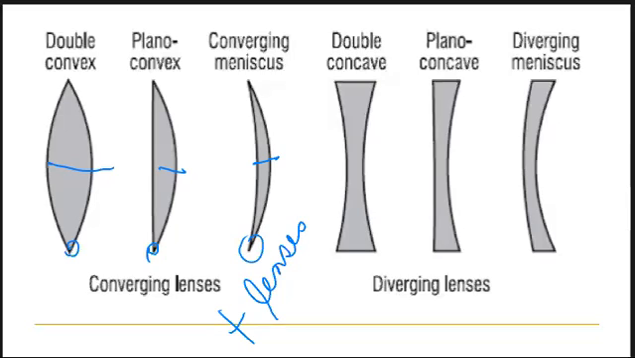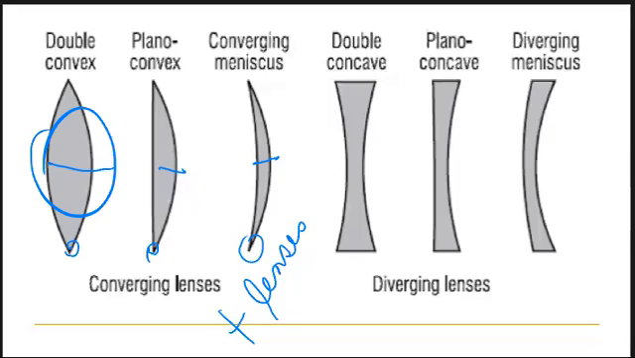The most familiar here is the double convex lens. Where is this used? This is used in a simple magnifying glass. So converging lens, magnifying glass.